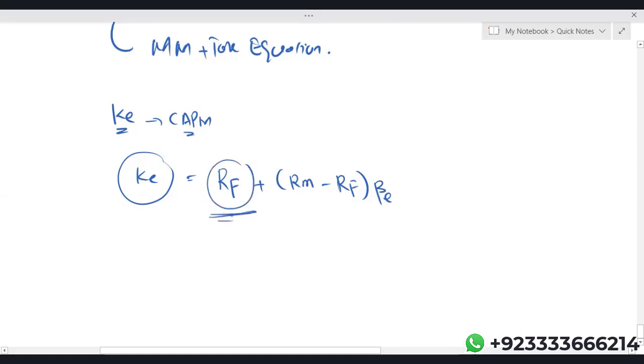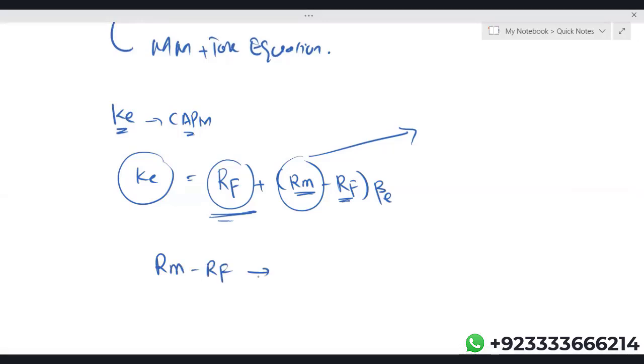Okay. It's the second live revision class. Don't forget this. So RF is the risk-free rate of return. RM, what is RM? Can I say the average return on the stock exchange? RM is the average return on the stock exchange. Again, RF is the risk-free rate of return. RM minus RF is the difference.